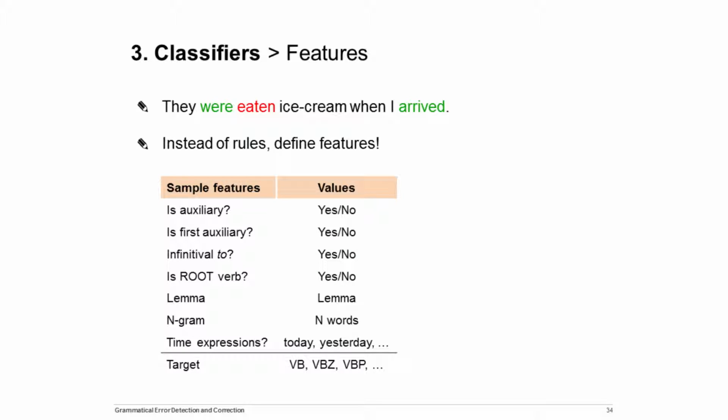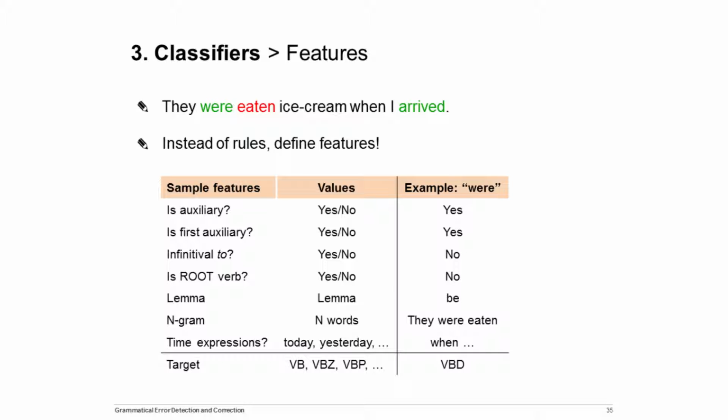And as I said, we do that with features. So instead of defining rules, you just go, well, what information does a human think will be useful to solve this task? And so here are some sample features. You might just go, is this an auxiliary verb, yes or no? Is this the first auxiliary? Is there an infinitival to? Whatever. Any information that you think would be useful, you can just throw it in, and then you have your gold label at the end.